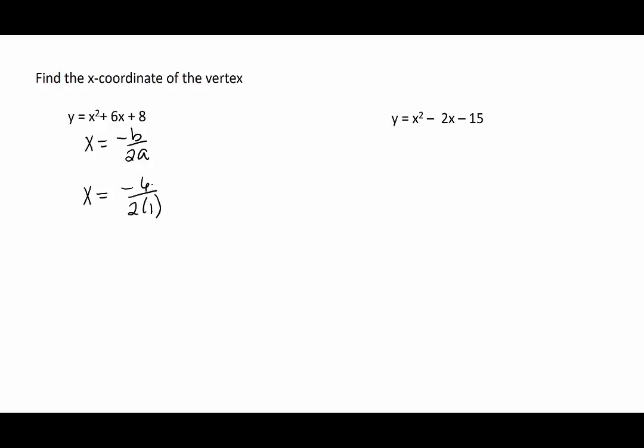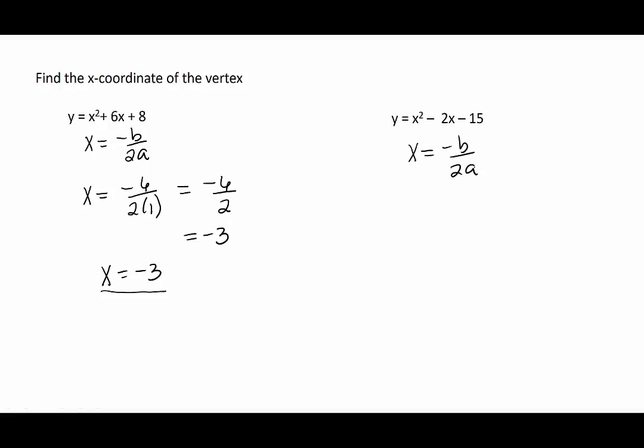So we plug in 6 for b and 1 for a. So we get x equals -6 over 2, which is -3. So the x-coordinate of the vertex is -3. How would we find the y-coordinate of the vertex? If we need the y-coordinate, then we take x equals -3 and plug it into our equation. Okay, pause the video and do the next one.